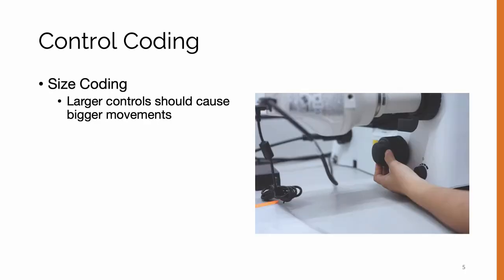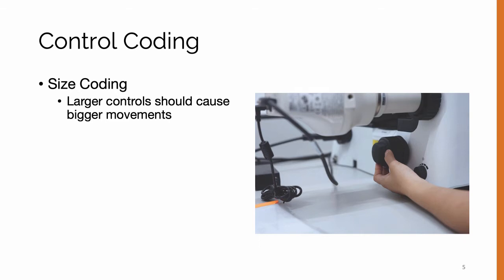So let's keep talking about coding. As I mentioned, color is one way to code something. So if something's red, you think, well, that might mean stop, for example. On the other hand, we can code by size too. For example, large controls or dials, for example, should cause bigger movements.